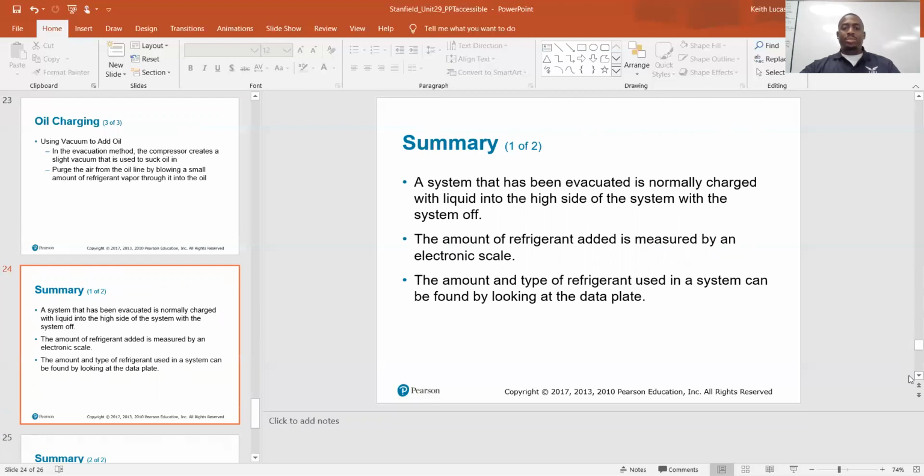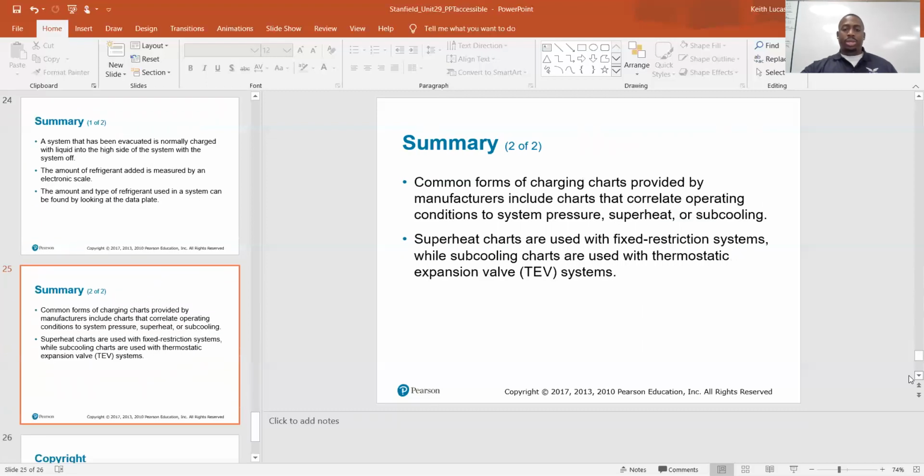So in summary, a system that has been evacuated is normally charged with liquid into the high side of the system with the system off. The amount of refrigerant added is measured by an electronic scale. The amount and type of refrigerant used in the system can be found by looking at the data plate on the unit. Common forms of charging charts provided by manufacturers include charts that correlate operating conditions to system pressure, superheat or subcool. Superheat charts are used with fixed restriction systems, while subcooling charts are used with thermostatic expansion valve systems.